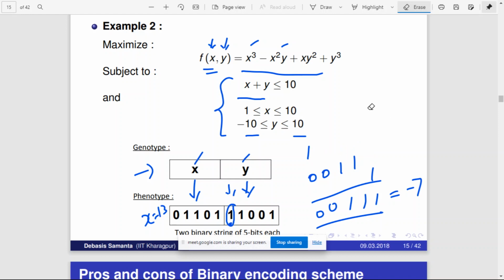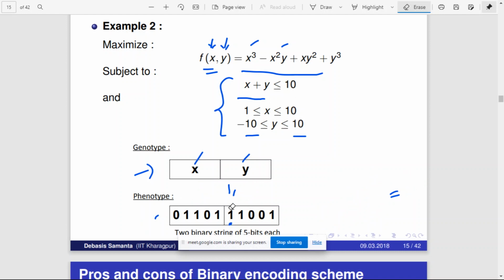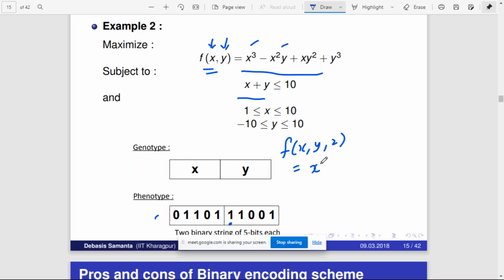So I will give you one example, you tell me what is the genotype for that. Phenotype is nothing but one possible value that that particular genotype variable can take. Say there is a function like this. Say I am giving a function f of x comma y comma z. Say three variables are here. Say x to the power 4 plus 2 x square y square plus 3 x y z plus 4 z square y.